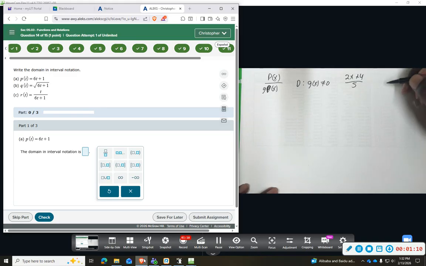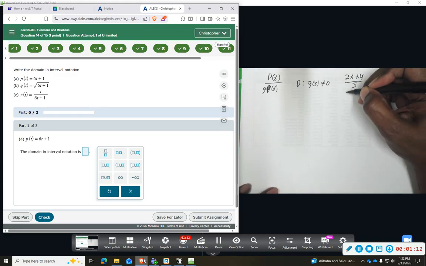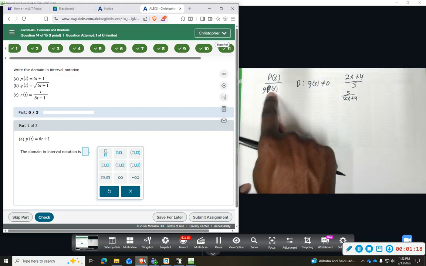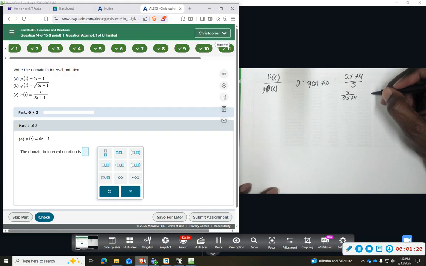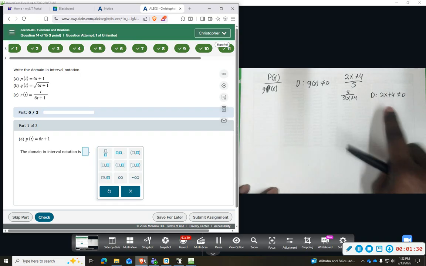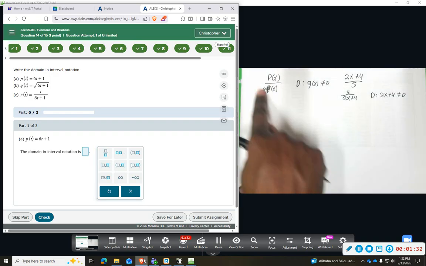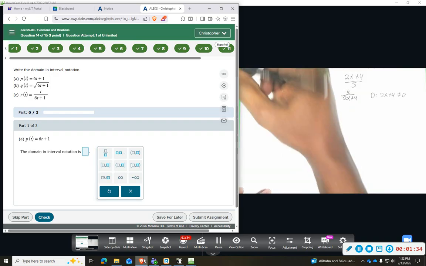However, if it was something different, let's say if I flip this, if I had 5 divided by (2x + 4), so the moment that I get a variable in the bottom, my domain is going to be restricted. Okay? So I take the bottom only, set it not equal to 0, and then you solve for x. So your domain will be restricted if you have a fraction, a rational expression. That's case number 1.